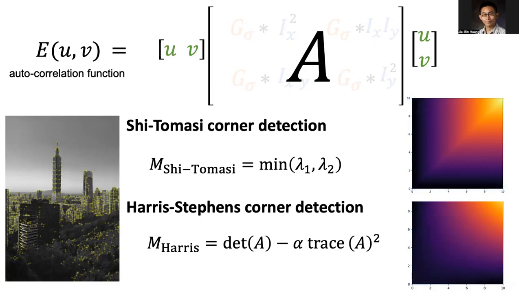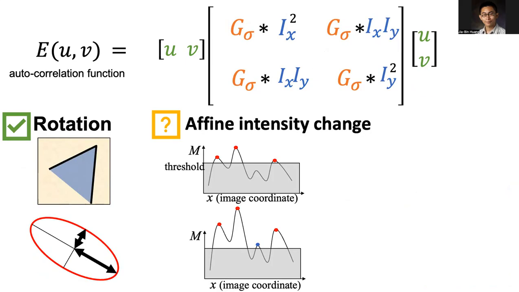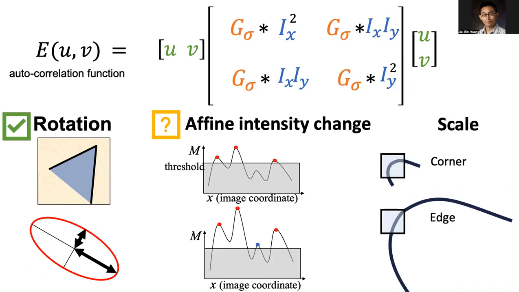And of course, we talked about these different invariances. It's fully invariant to rotation, partially invariant to intensity changes, and not invariant to scale. And the last thing will motivate the introduction of the interest point: how do we get something that's invariant to scale?